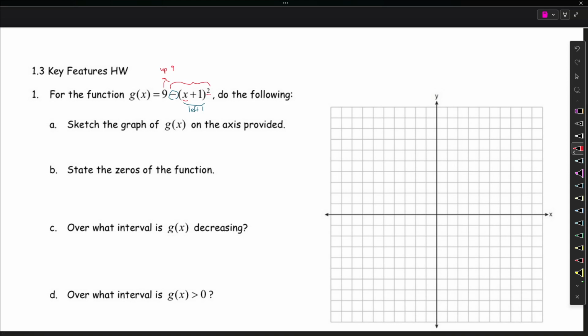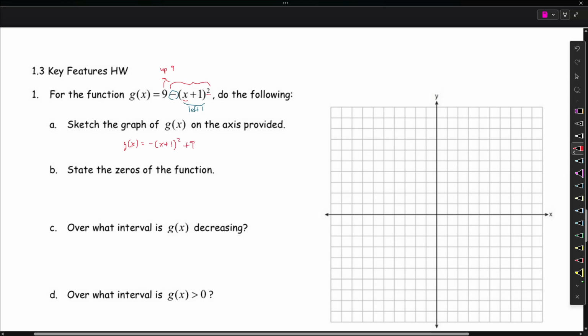So all right, so let's get into it. It says sketch the graph of g of x on the axis provided. Now, here's the thing though, honestly, if you're going to sketch this, I would just plug in values, right? So there's some things to think about. I would say, think of this as, like I said, in vertex form. You can rewrite this as negative (x plus 1) squared plus 9, right?